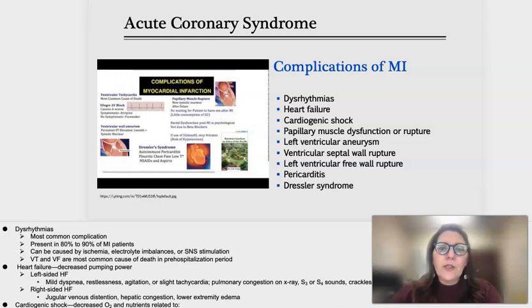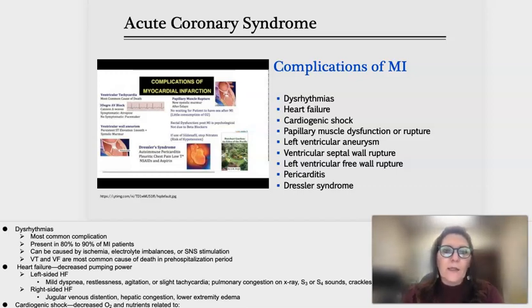But just in general, the complications of MI: you could have a dysrhythmia, heart failure, right? If a certain part of your heart is affected, like your left ventricle, and your left ventricle is affected, you're going to have heart failure. Cardiogenic shock, papillary muscle dysfunction or rupture, left ventricular aneurysm, a ventricular septal wall rupture, a left ventricular free wall rupture, pericarditis, which is inflammation of the covering of the heart, and then Dressler syndrome. So all sorts of problems can occur.